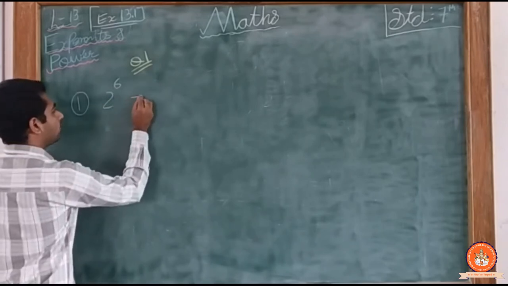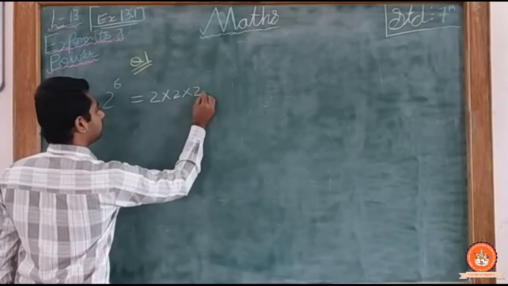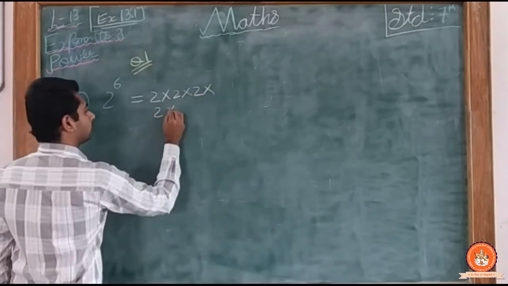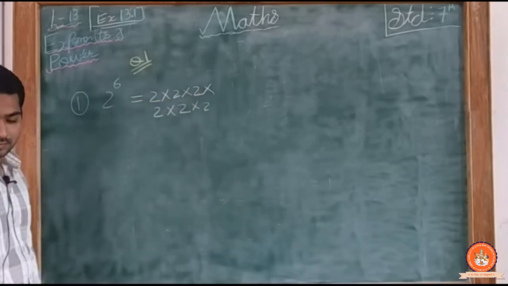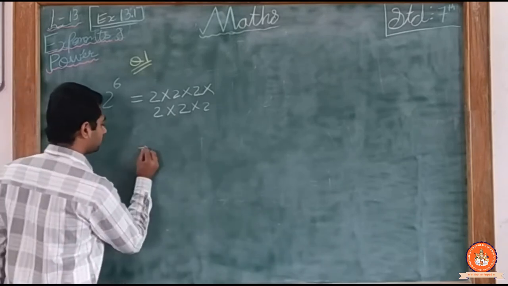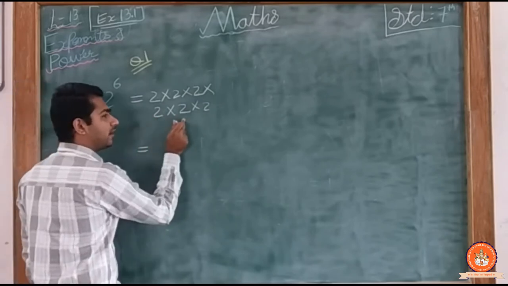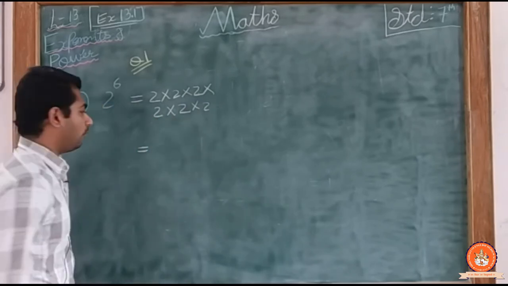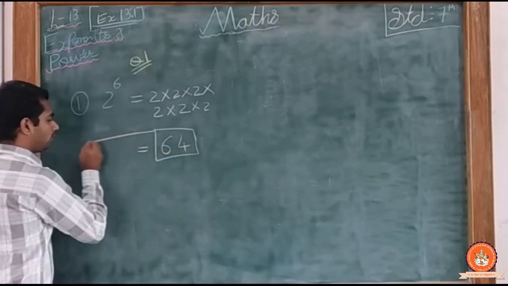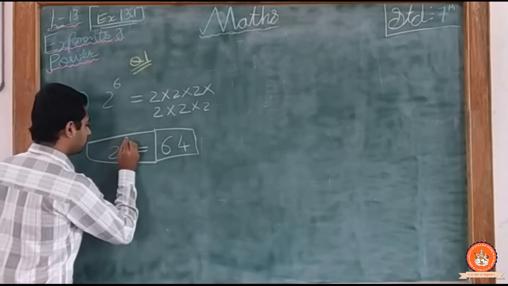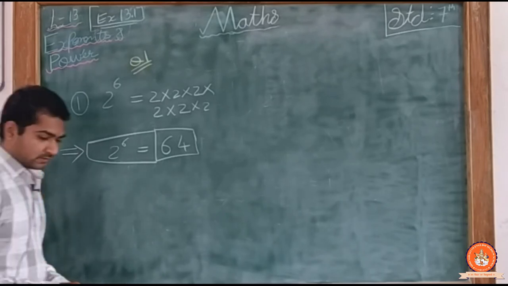So what will I do? I will do 2 multiplied by 2, how many times? 6 times. One, two, three, four, five, six. Now getting the answer: 2 twos are 4, 4 twos are 8, 8 twos are 16, 16 twos are 32, 32 twos are 64. This is my answer for 2 raised to 6. Understand?